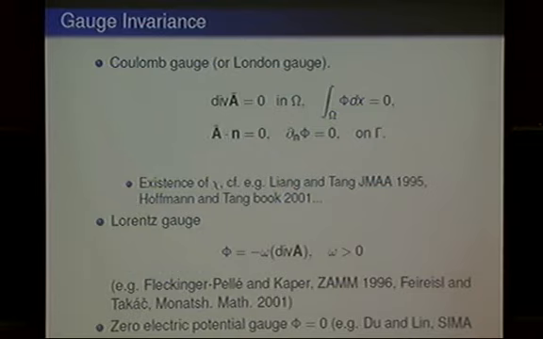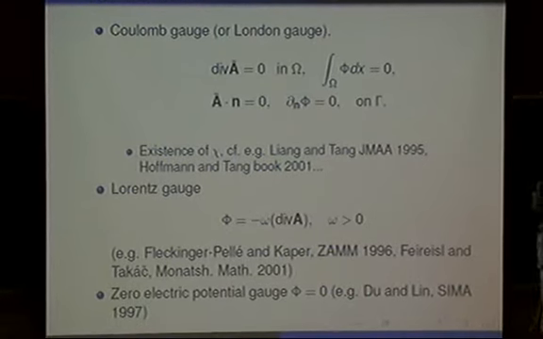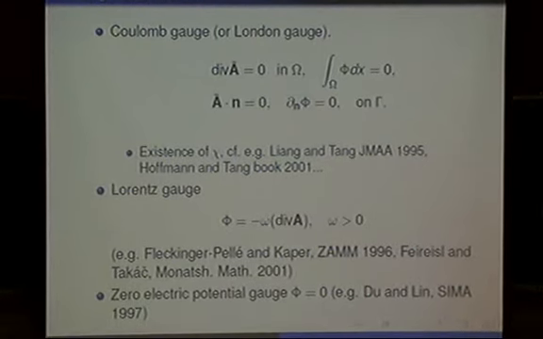There are several important gauges in the literature. The first one is called the Coulomb gauge, or the London gauge. And this, we will take this one in our paper. In this case, we have to look for the gauge chi, and the existence of the gauge chi has been proved in former papers, for instance, by Liang Jing and Tang Qi in 1995.